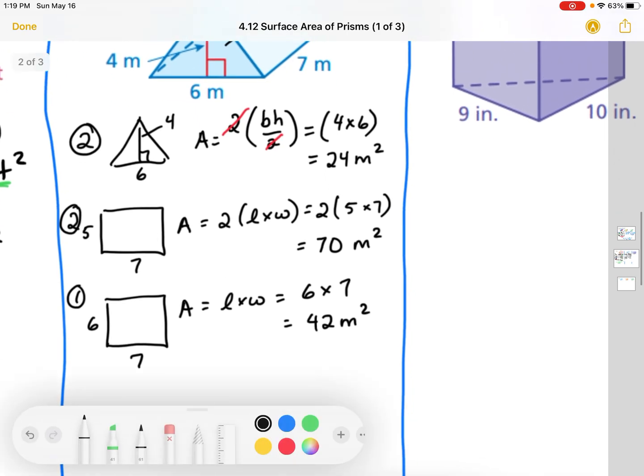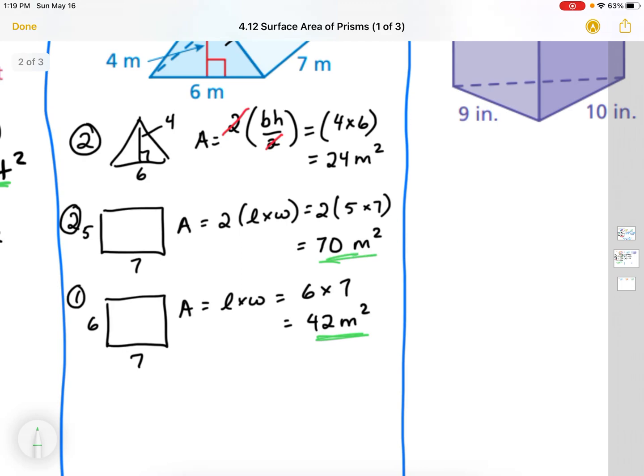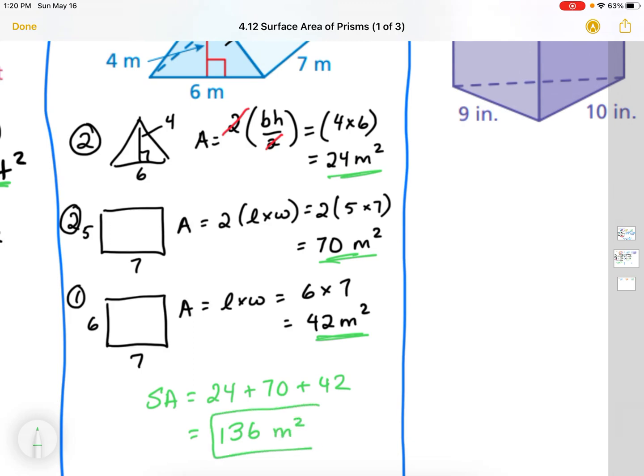Now, I'm not done. Now I've got to gather all my sides. So surface area will be 24 plus 70 plus 42. So 24 plus 70 plus 42, which is equal to 136 meters squared.